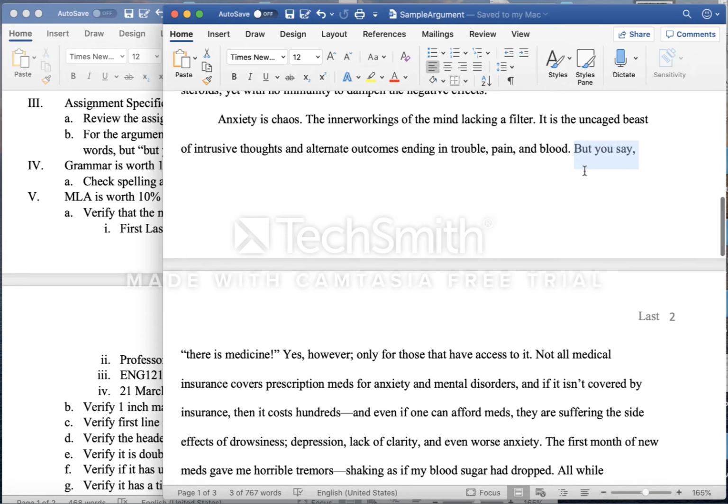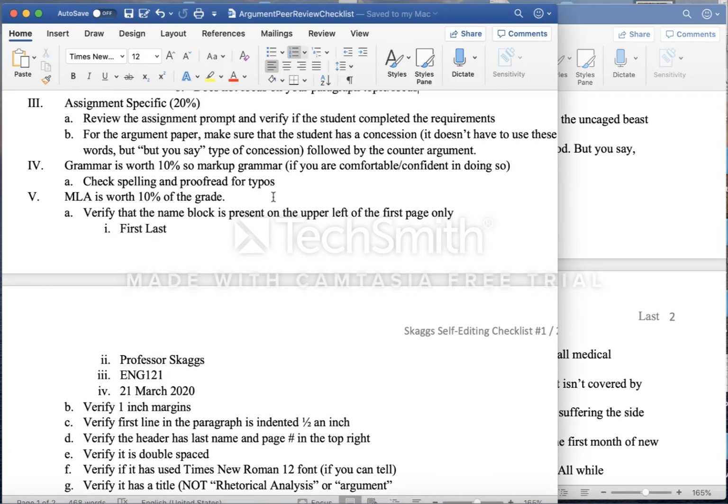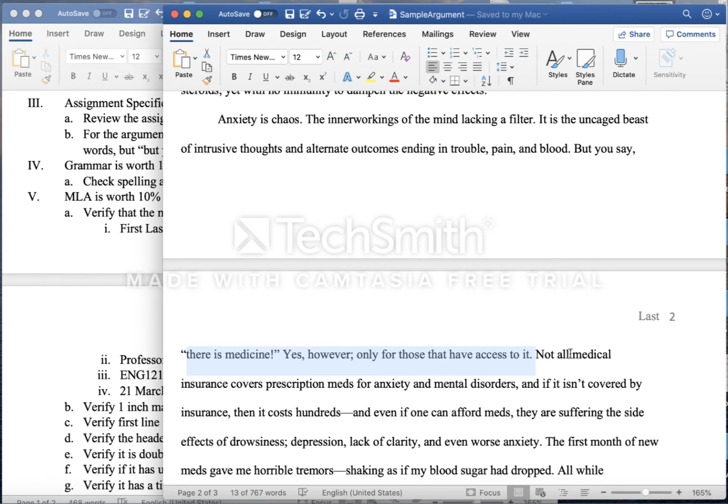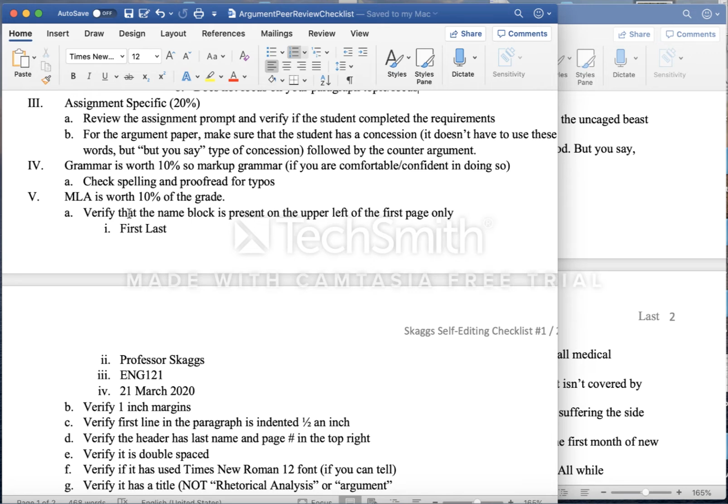So in this paragraph, she says, "But you say there is medicine." Yes, however, semicolon, only for those who have access to it. So you see this, "but you say, what about medicine?" There's the concession. And then this portion here is the counter argument. And the rest of that paragraph talks about not having access. So make sure that the student has the right word count. Make sure that the student has a concession and a counter argument, and then come back to the video.